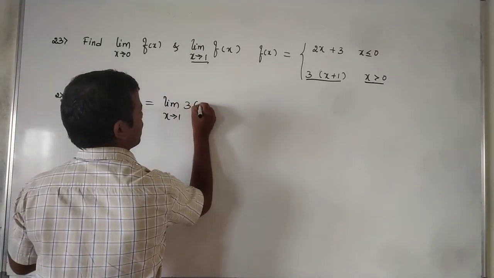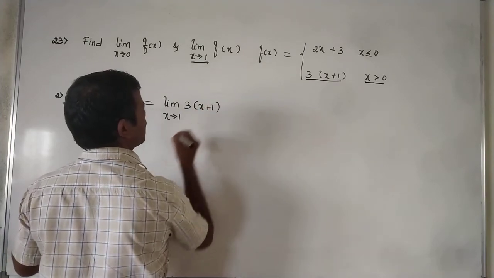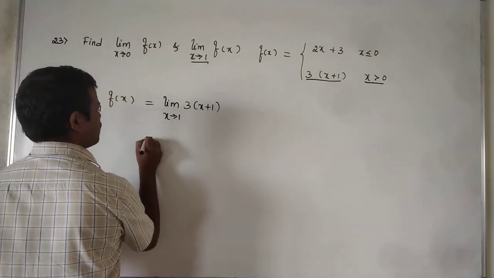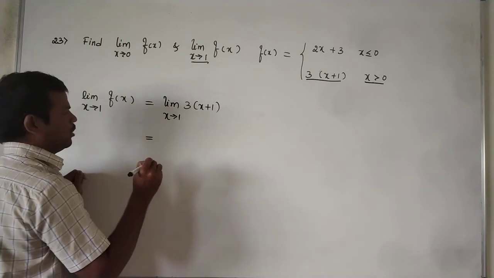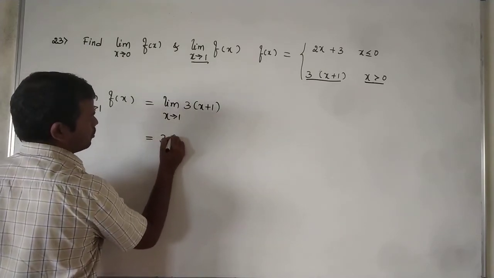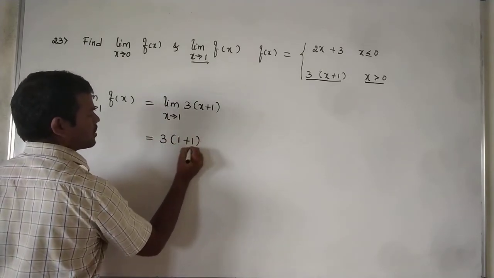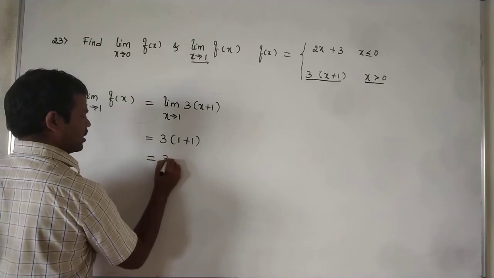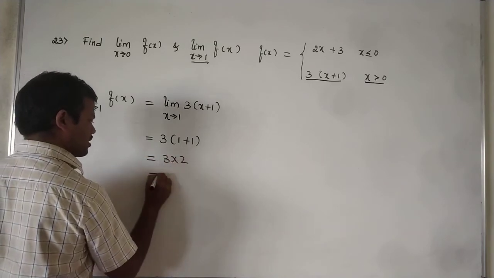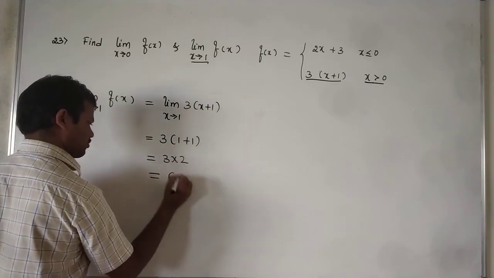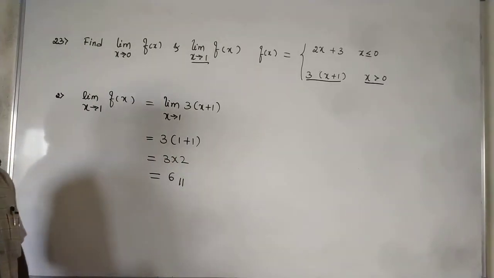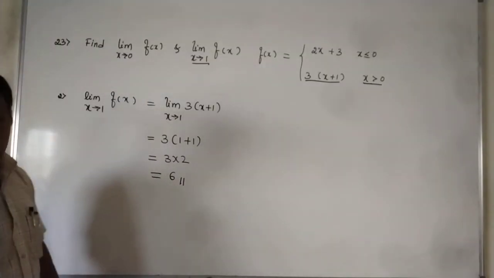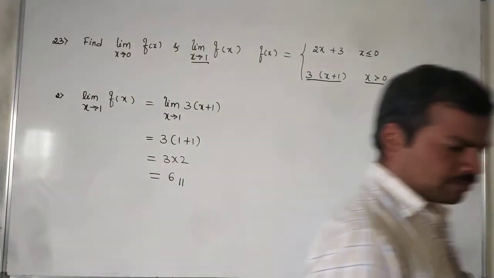3 times of x plus 1. So where there is x, what do we put? 1. So 3 into 1 plus 1. 1 plus 1 is 2. That is 3 into 2, 3 twos are 6. So this completes the problem. Next we move to another problem.